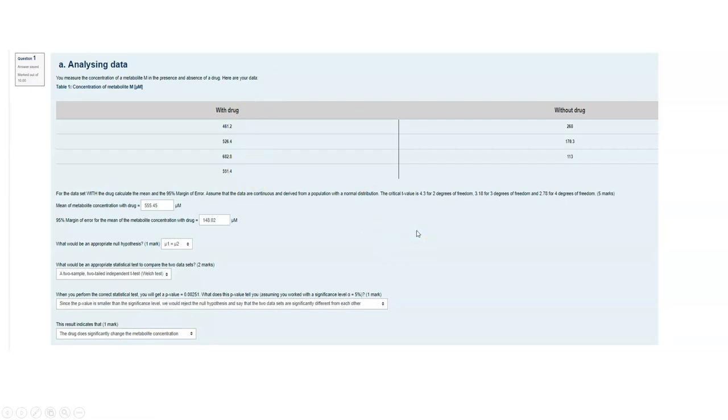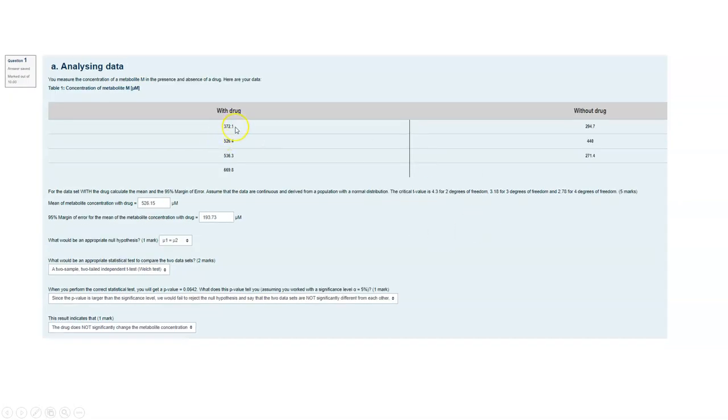Now, the next paper would, for example, look like that. And you see the numbers have changed. Here, the correct answer has changed. And here, the p-value has changed. It's now 0.064, which is larger than the significance level. And therefore, we would say we do not reject the null hypothesis. And we would say that the drug actually does not have a significant effect on the metabolite.